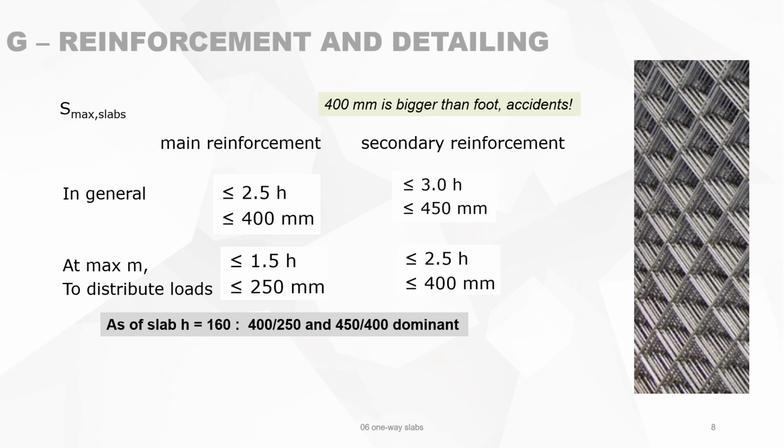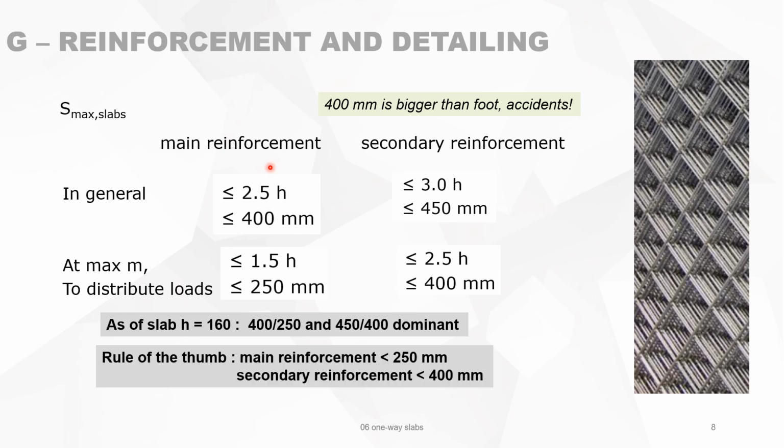From a slab thickness starting from 160 millimeters, the combination of 400 and 250 and 450 and 400 is dominant. And as a rule of thumb, for a main reinforcement in practical situations, you take a distance between the rebars smaller than 250 millimeters, and for the secondary reinforcement smaller than 400 millimeters.